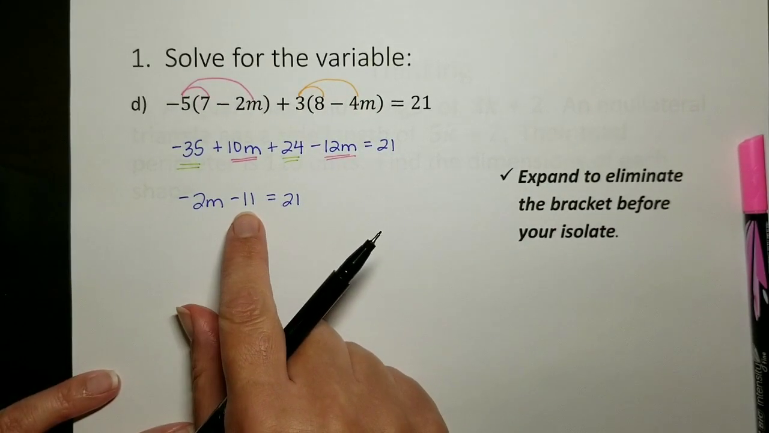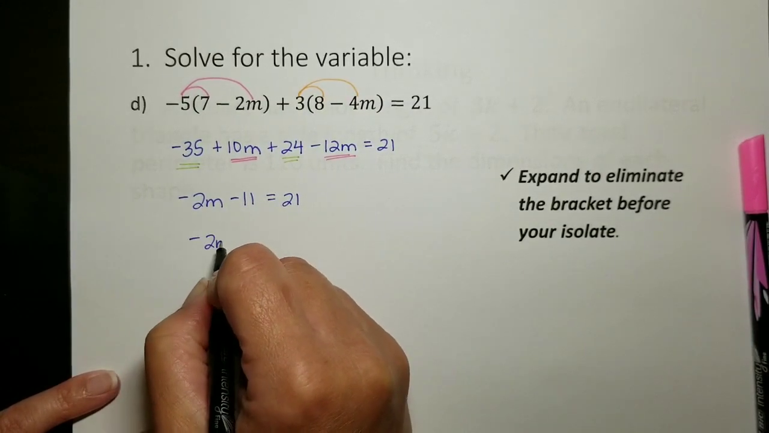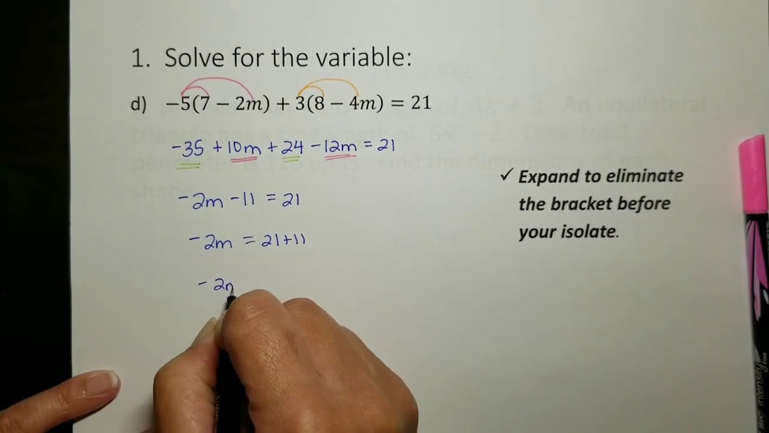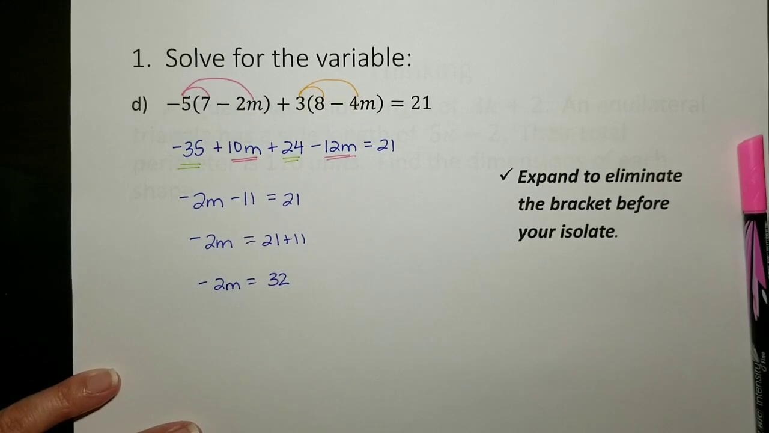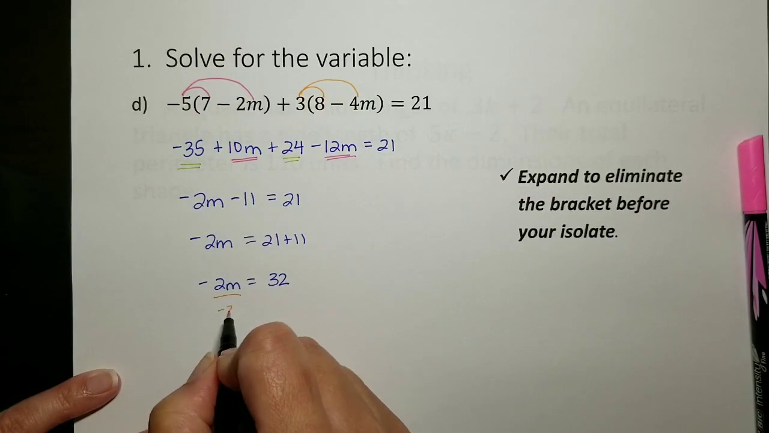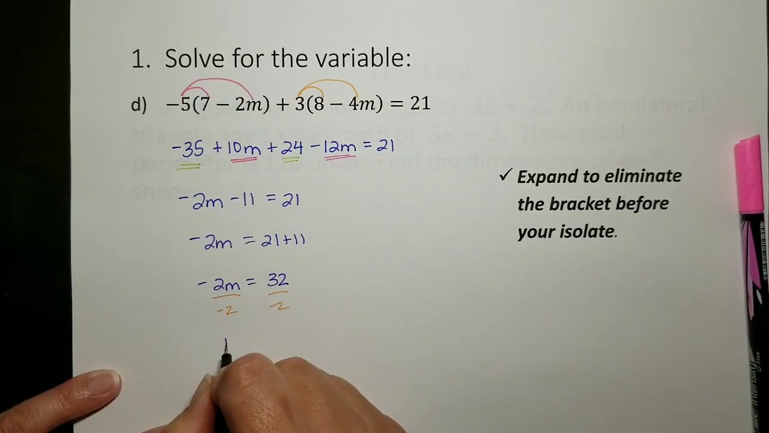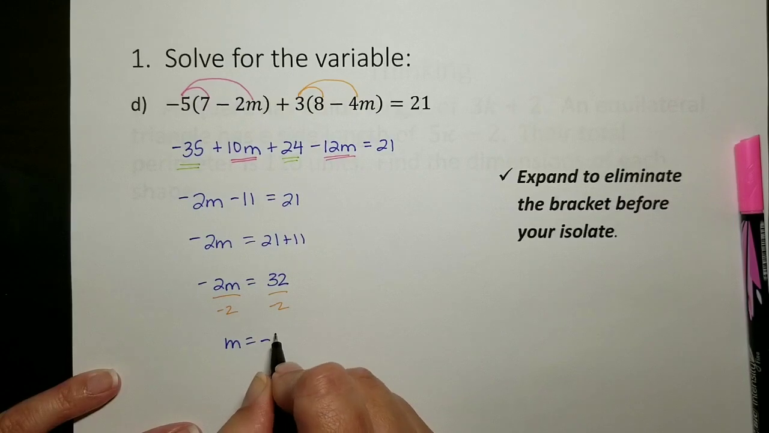So now I have negative 2m minus 11. I have to undo this minus 11 with a plus 11. So negative 2m equals 32. And then I'm going to undo my multiplication, multiplying by negative 2, undo that with a divide by negative 2. Careful with your signs here. Positive 32 divided by negative 2 is negative 16.